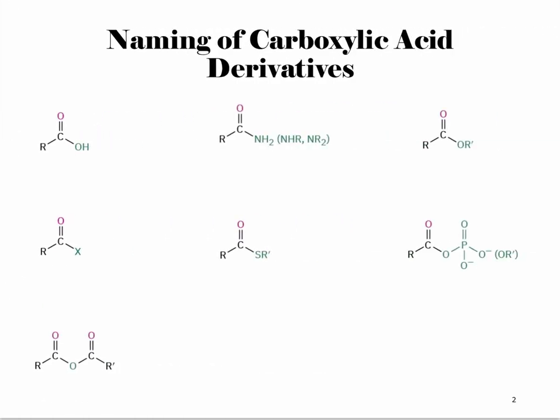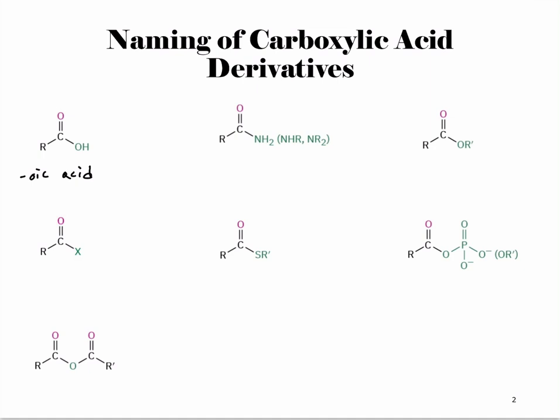So the first thing we'll talk about is the naming of carboxylic acid derivatives. And so we know with carboxylic acid, we replace the suffix with oic acid, or carboxylic acid if it's a group on a ring or something like that. So we just treat it as a substituent group, but it's still the highest priority group there.